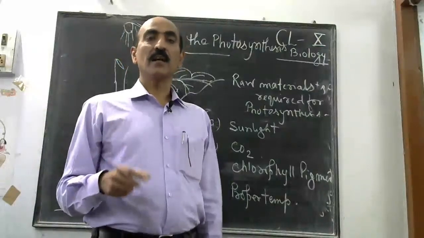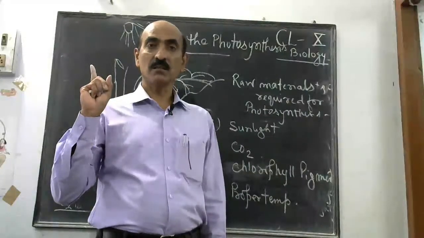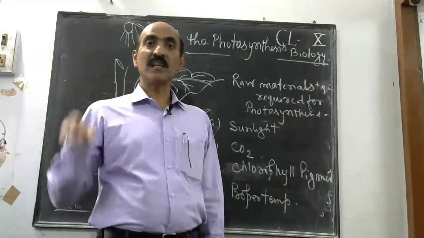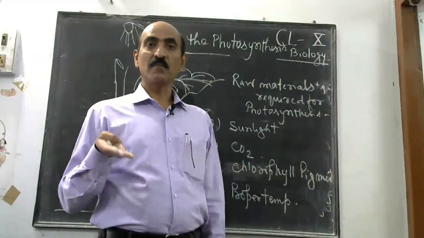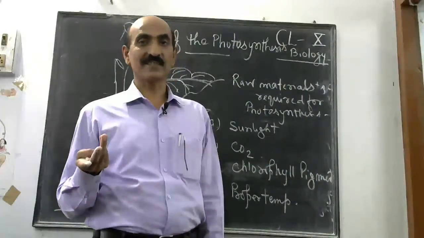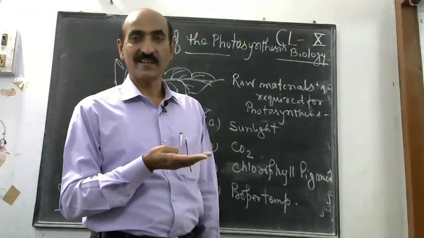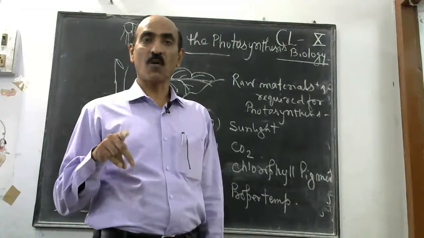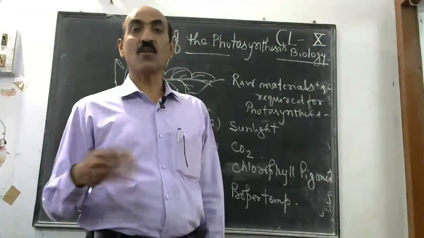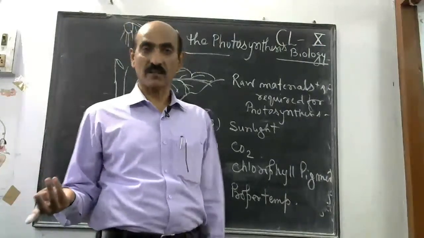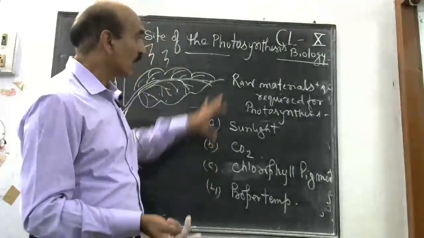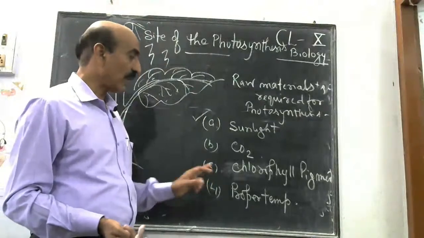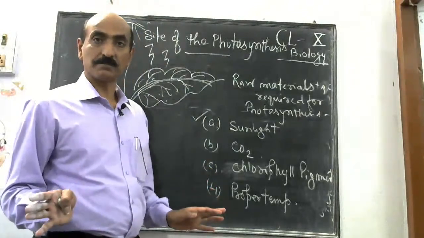This is the reason that in our tundra region, in the poles, there is maximum sunlight and there is moisture content, but no photosynthesis occurs. That's why it is called a dry desert, because temperature is so low that enzymatic action does not occur and photosynthesis is not completed. So there are four raw materials: sunlight, CO2, chlorophyll, and proper temperature.